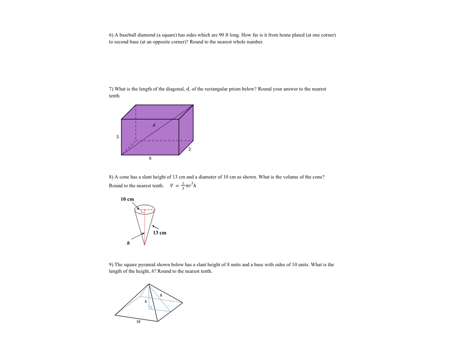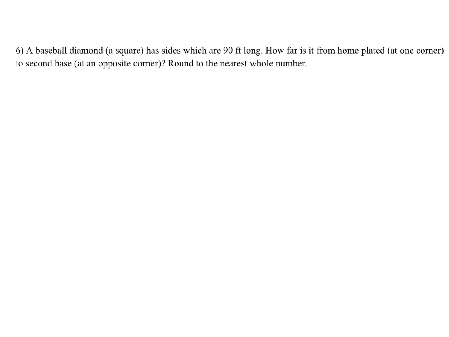so take your time. Okay, a baseball diamond, which is square, has sides that are 90 foot long. How far is it from home plate at one corner to second base at the opposite corner? Round your answer to the nearest whole number. Okay, so I'm going to grab a square because I can on this little program that I have. You can go ahead and draw a square. Okay, so home plate would be down here, and then first base, second base, third base.